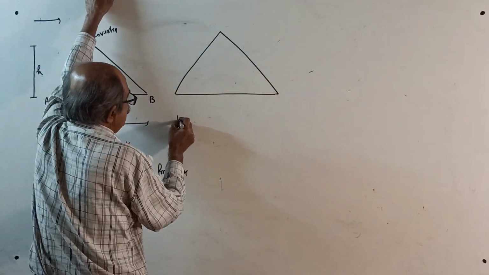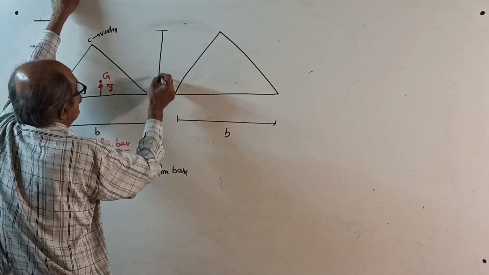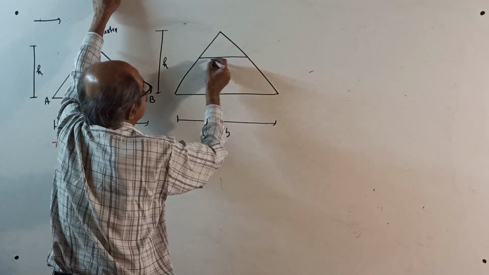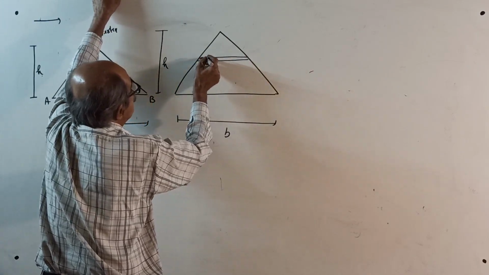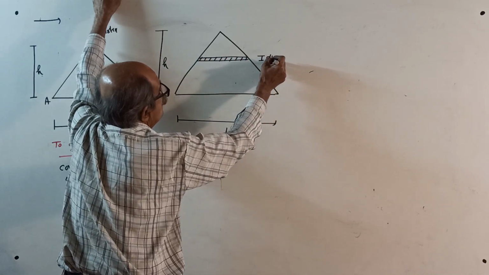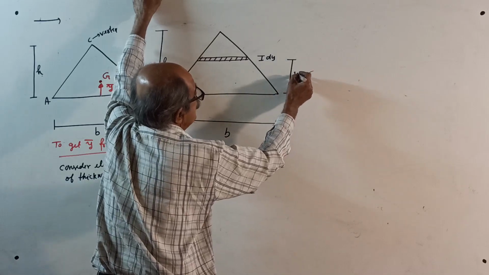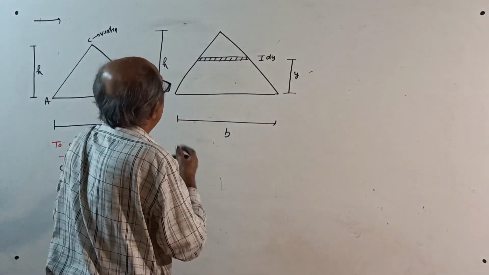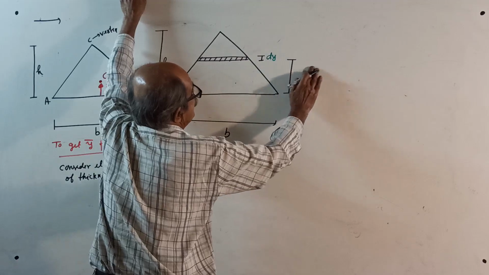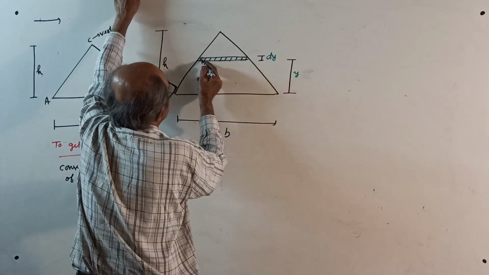This is the base b, this is the height h. We want y bar, so you take an elemental strip of thickness dy at a distance y from here. To make it more clear, I will use color. This is dy, this is y. This is your elemental strip.